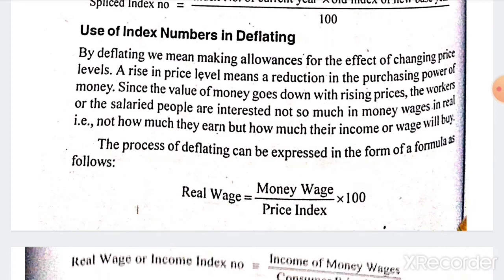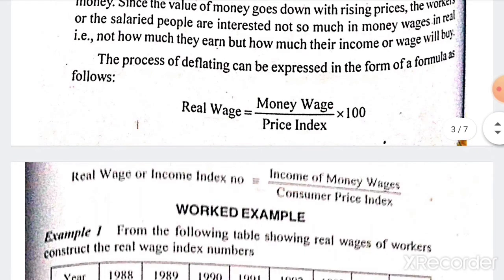The process of deflating can be expressed in the form of a formula as follows. Real wage is equal to money wage divided by price index into 100. Otherwise, another formula for real wage or income index number is money wages divided by consumer price index. So for this we have one example.